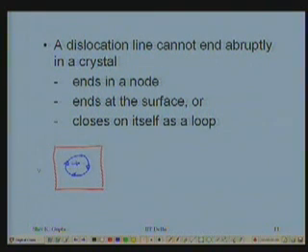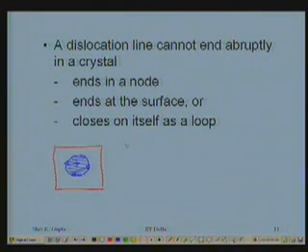Loops can form like this. Then it's important to understand why it is happening. It's happening because it's a boundary between the slipped part and the unslipped part of the crystal lying over the slip plane. That means the inside of the loop is the slipped part, and the outside is the unslipped part. The two are distinct regions.